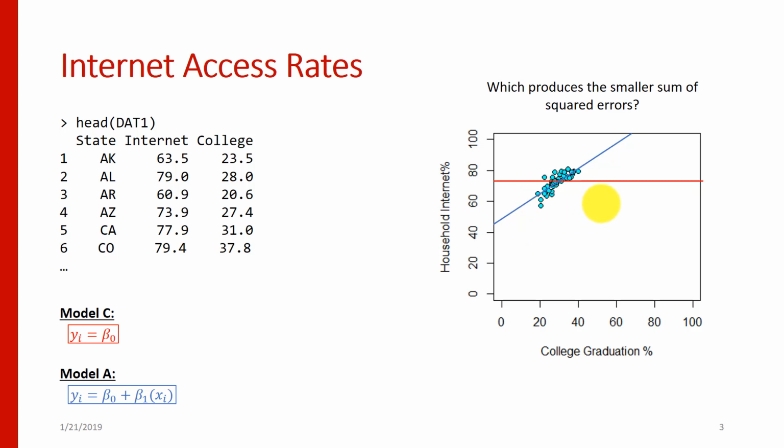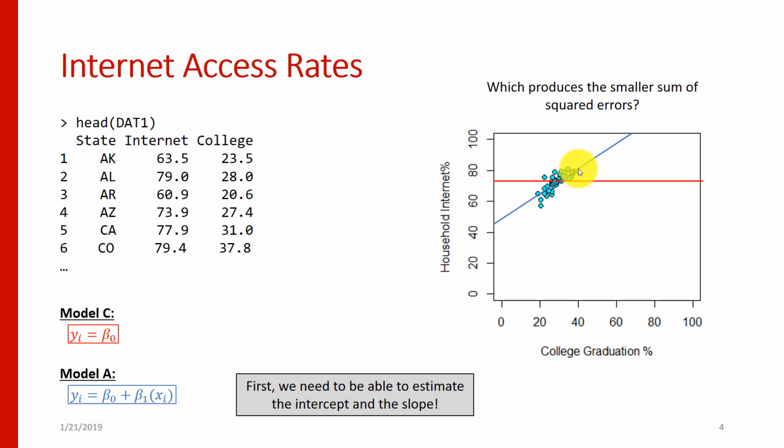And then we're going to contrast that against the SSE for Model A, in which we allow these things to vary as a function of college graduation rate. So on the blue line, we've actually now made our prediction conditional on the college graduation rate, and we're going to take the difference between each value and our prediction. We're going to square those deviates, and then we're going to say, all right, is the SSE in Model A smaller than the SSE in Model C, and is it smaller by a large enough amount that we think this is a statistically interesting result that is unlikely to have arisen by sampling variability alone, assuming the null hypothesis?